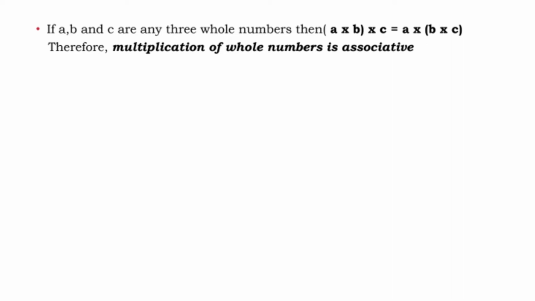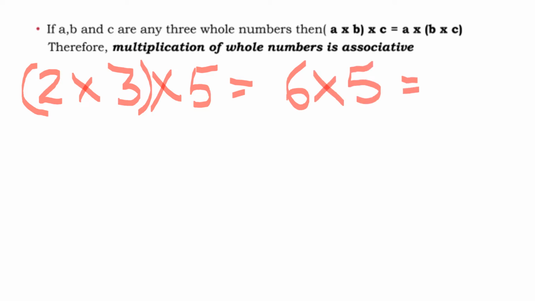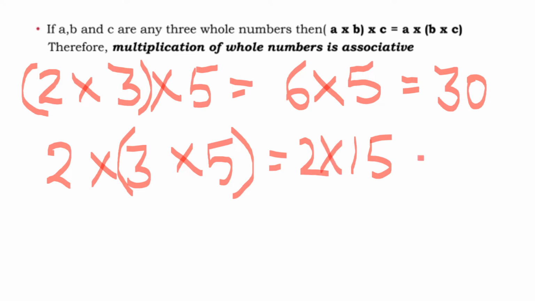Similarly, when we move to the multiplication of whole numbers, let us check whether they are associative or not. We will take the same numbers 2, 3 and 5, associate any two numbers and then find the product. I will associate 2 into 3 first, which gives me 6, and then I will multiply by 5. So 6 times 5 gives me 30. Similarly, for 2 into 3 into 5, I can find it by grouping 3 into 5 first. 3 times 5 gives me 15, and then I can multiply 2 by it. 2 times 15 gives me 30 again.